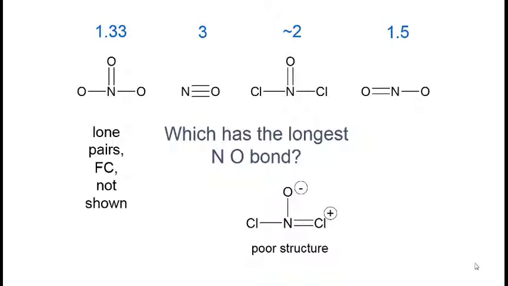The fourth example has two resonance structures with a single and a double bond, which gives it an average bond order of 1.5. The longest bond should correspond to the smallest bond order, so the first structure should have the longest NO bond.